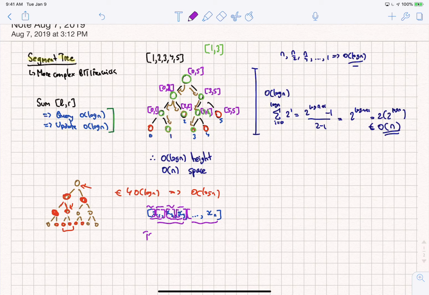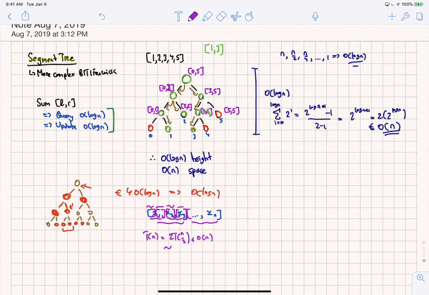So you get a T of n equals T of n over 2 plus O of n solution. So we actually divide and conquer on both, and we get an O of n over here. So yeah, this is the time complexity it takes to construct the tree with the recurrence relation.